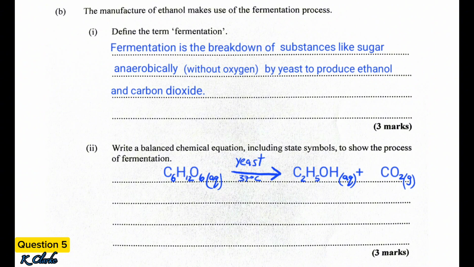This equation is not balanced since there are 6 carbons on the reactant side while 3 carbons on the product side. Also, there are 12 hydrogens on the reactant side while 6 hydrogens on the product side. There are 6 oxygens on the reactant side while 3 oxygens on the product side. In order to balance this equation, write the coefficient or numeral 2 in front of ethanol and 2 in front of carbon dioxide. Now this equation is balanced.